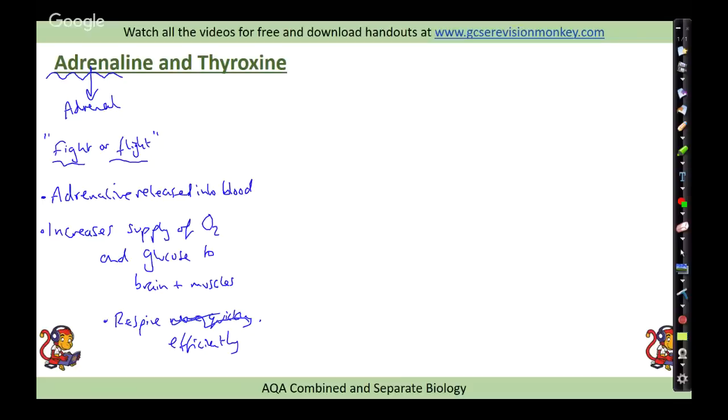So thyroxine then, this is produced in the thyroid gland, and this thyroxine helps to control your basal metabolic rate, which is your metabolism. It's the basic metabolic rate that you need whilst at rest.